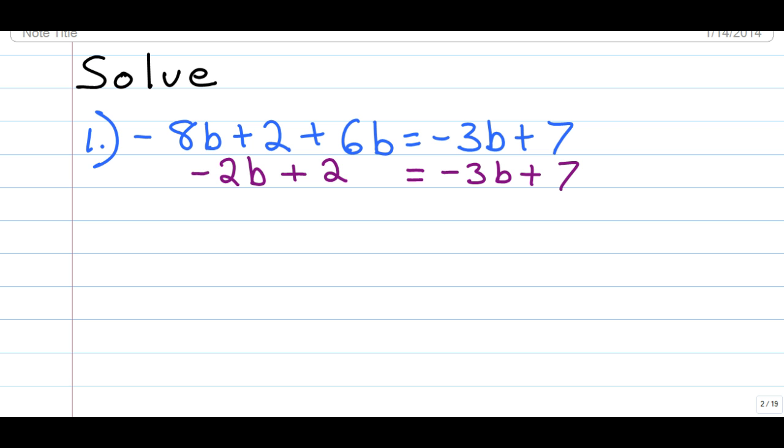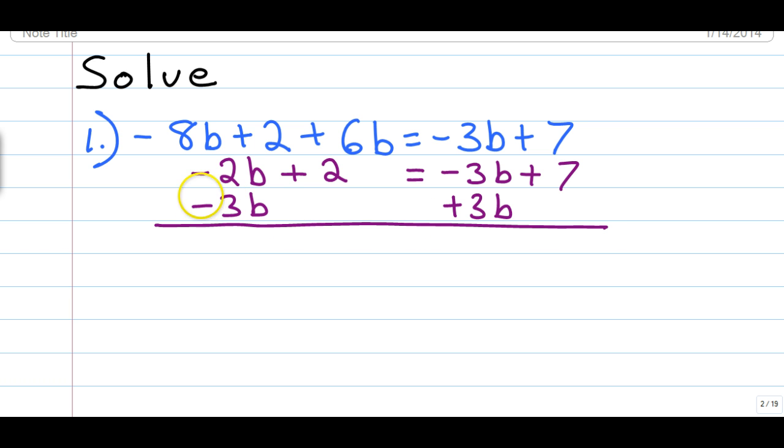Next, we want to use the addition principle of equality to clear a term in an equation. We do this by adding the additive inverse of the term to both sides of the equation. That is, we add or subtract appropriately so that the term you want to clear becomes 0. In this case, we'll begin by clearing the negative 3b. The additive inverse of the negative 3b would be a positive 3b. We add this to both sides of the equation to keep it balanced.